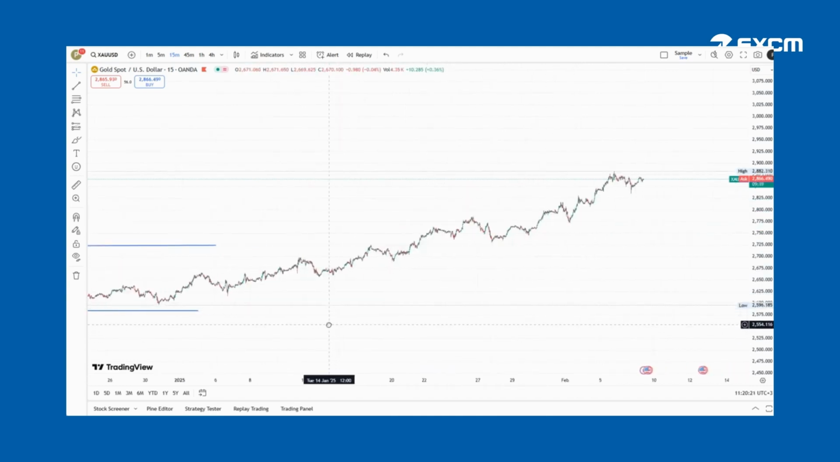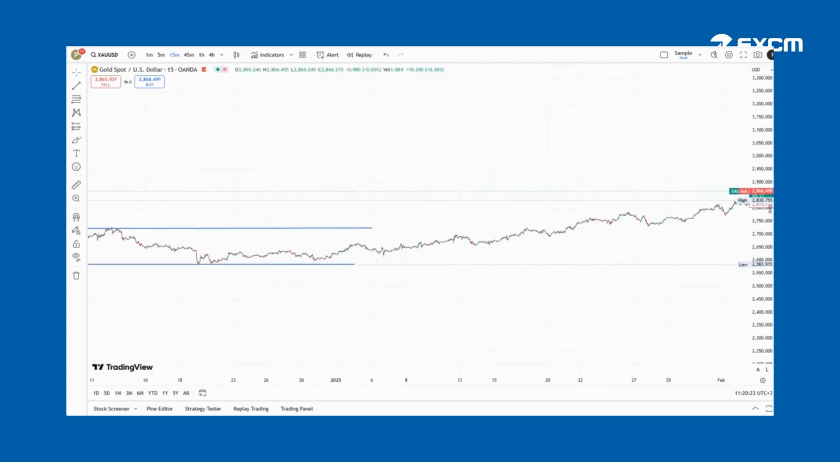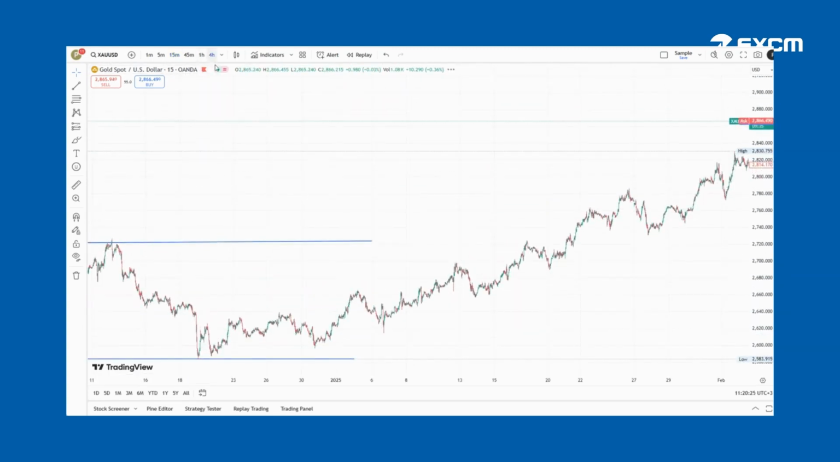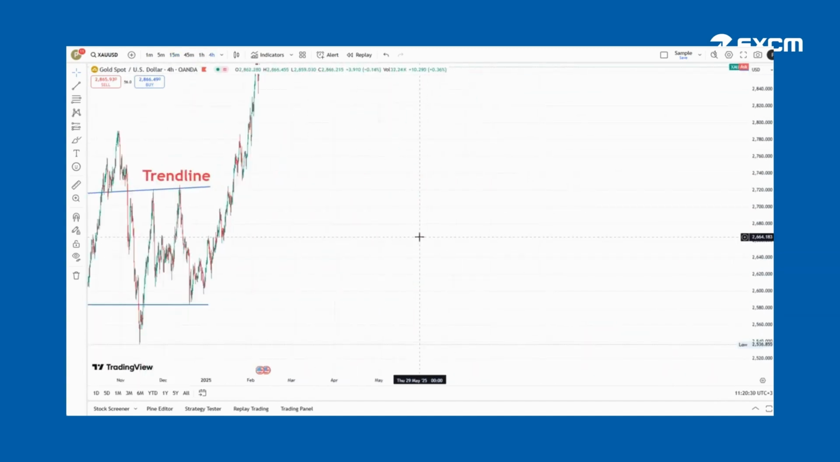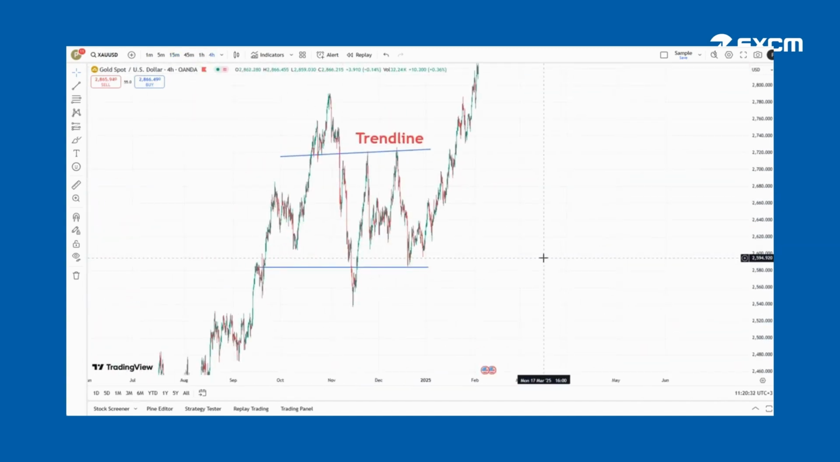6. Extend and monitor. Right-click the trend line and choose Extend Right to project it into the future. Observe how gold per US dollar price reacts when it approaches the trend line.